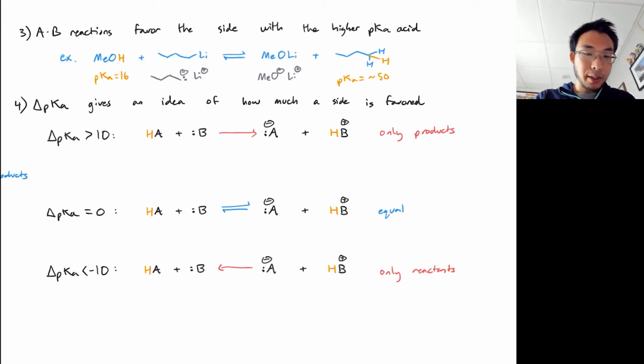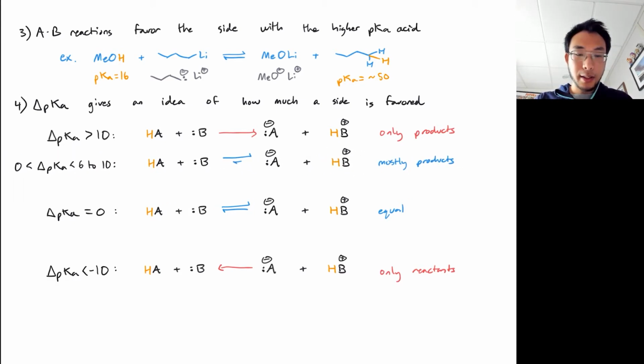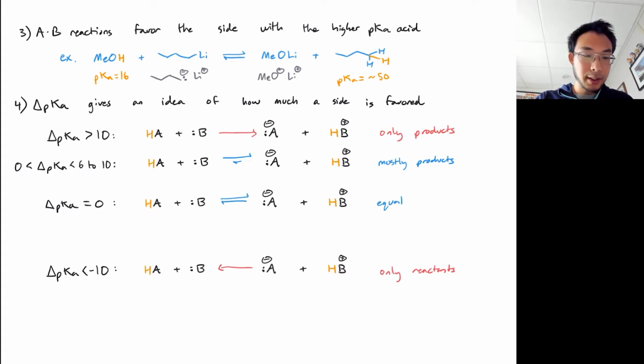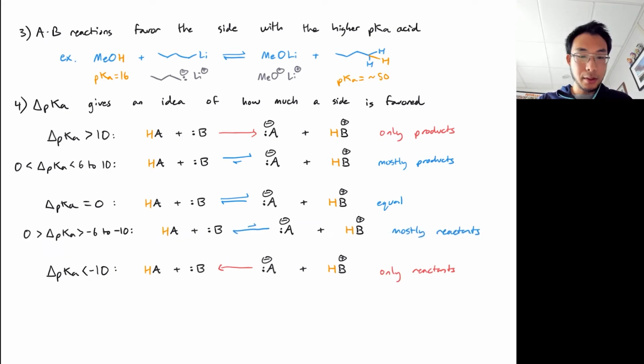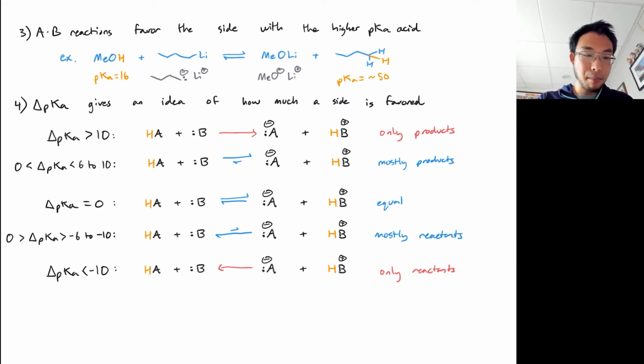What's tricky is in between. So what we'll say is that there are these gray areas. Between 0 and 6 delta pKa, that's going to be mostly products. And if it's between 0 and negative 6, that's going to be mostly reactants favored for this delta pKa.